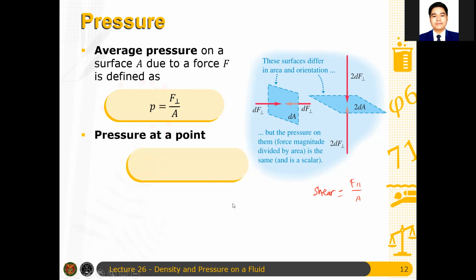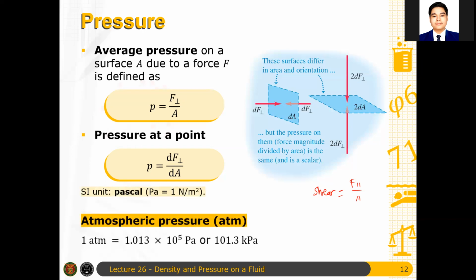For the pressure at a point, it is just the derivative of the perpendicular component of the force per unit area. So basically parang kumbaga yung velocities lang natin than before, average velocity and instantaneous velocity. Yung isa ay change, yung isa ay derivative. So parang ganun lang din yon. So the pressure at a point is given by dF perpendicular over dA. Okay, the SI unit is pascals, which is 1 Newton per square meter.